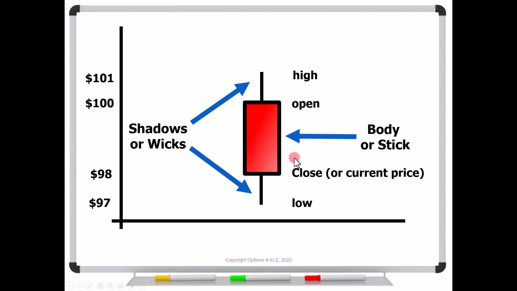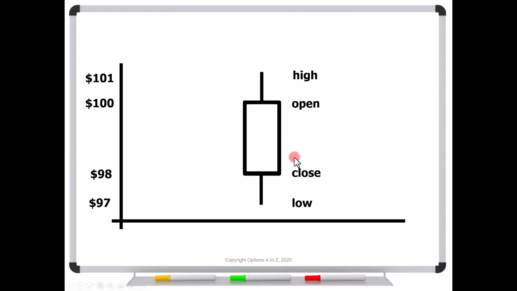And so that's really just how easy it is to read a candlestick. Now, what if we flipped the open and the close? Notice that we still have the same high and the same low. It's just that the closing price was higher than the open. In that case, the candle will be green. So it's really just that simple.